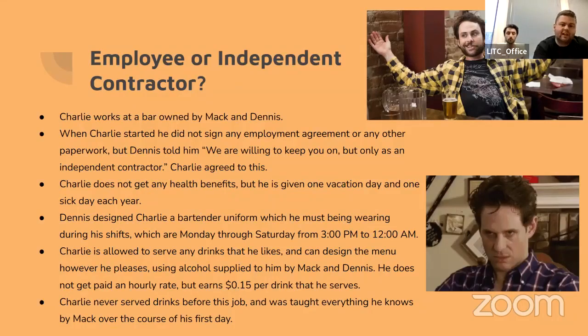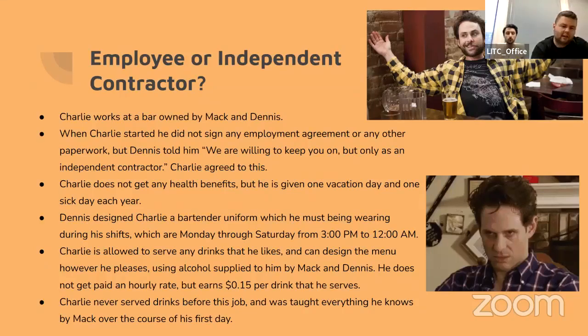We also know that Dennis designed Charlie a bartender uniform, which he must be wearing during his shifts, which are Monday through Saturday from 3 p.m. to 12 a.m. This is very straightforwardly a factor that makes us think he's more an employee. He's required to wear this uniform. It's a uniform that was not provided by him. It was provided by his boss. And he has to show up at a specific time on specific days to do this work. All these factors are things that make us think he's more an employee.